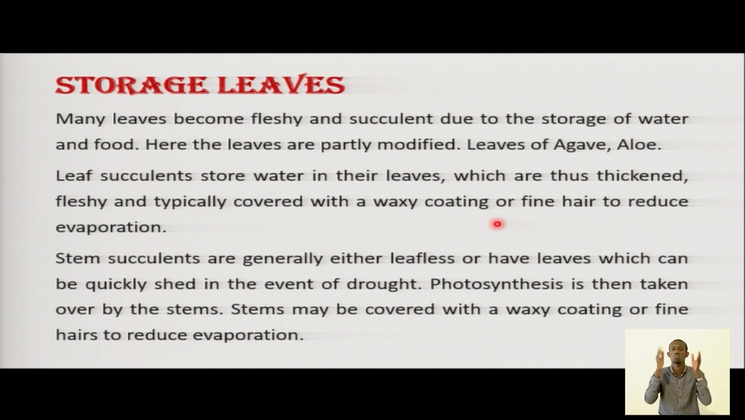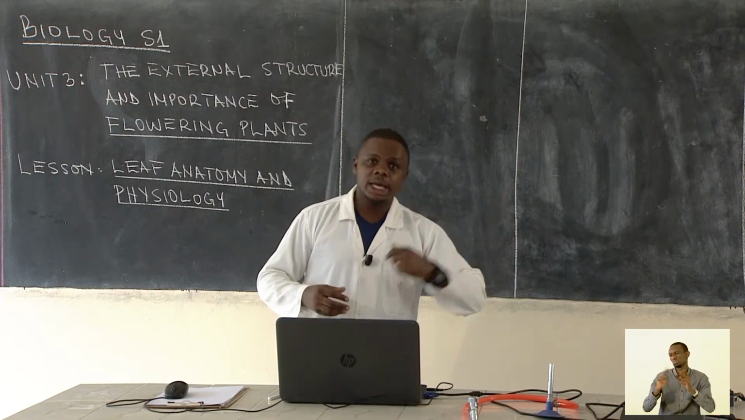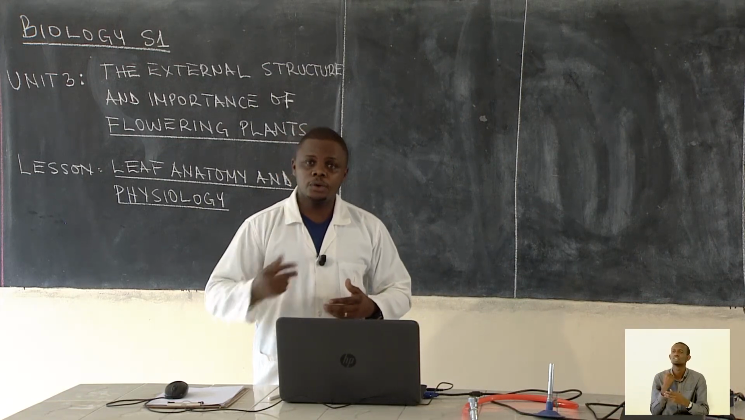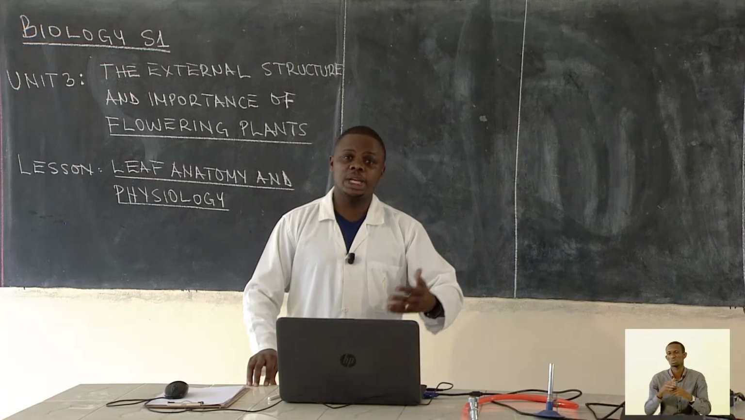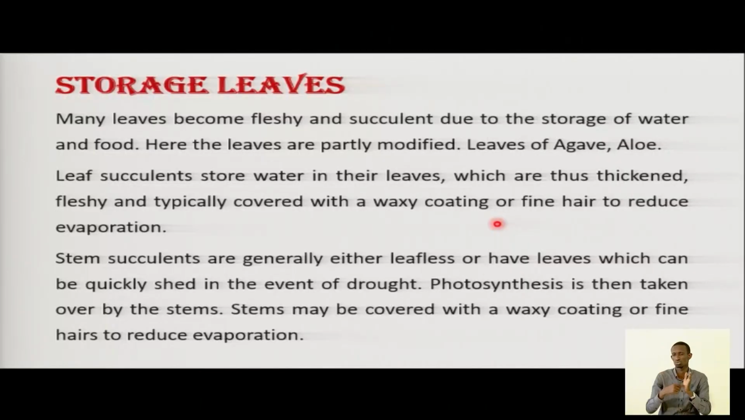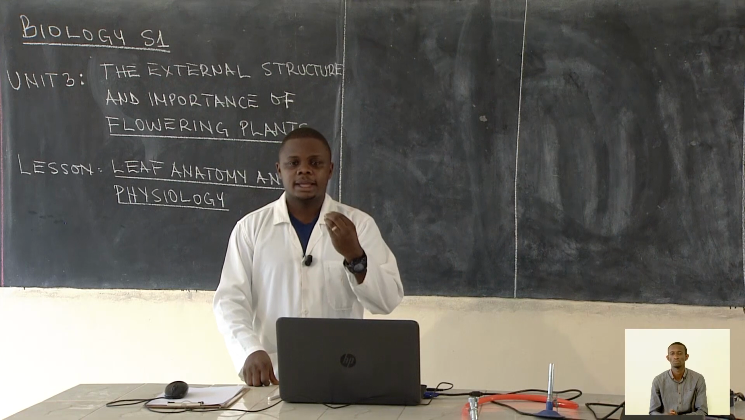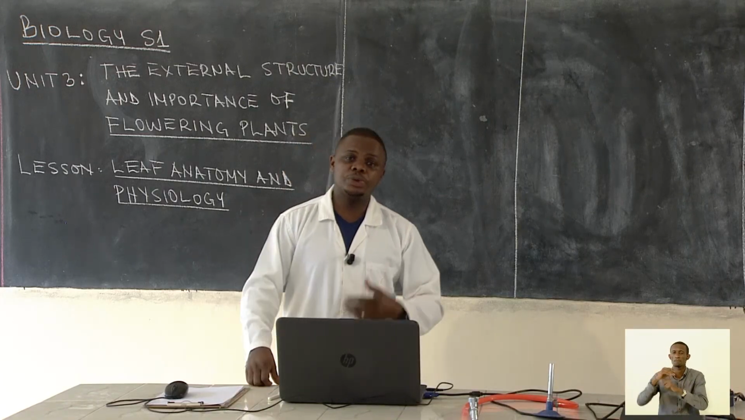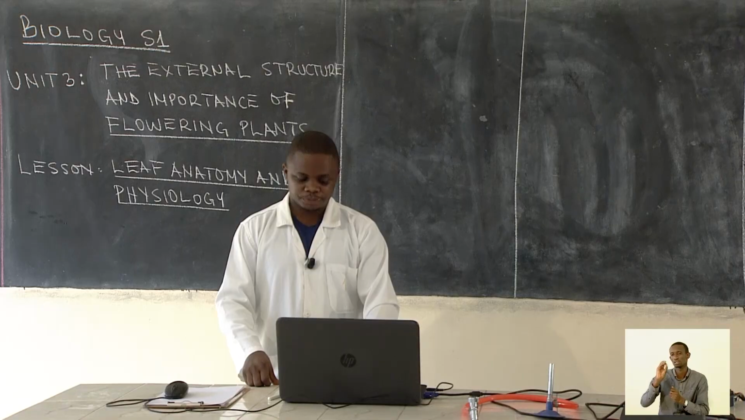That means storage leaves are common in plants which need to store a lot of water, plants which need to store a lot of food. This is common with plants which also live in dry areas like deserts. They need to store water for a long time, and in that case, they have their leaf parts thick, then they are fleshy to store a lot of water, then they are covered with waxy cuticle, and they have fine hair which reduce the rate of evaporation.